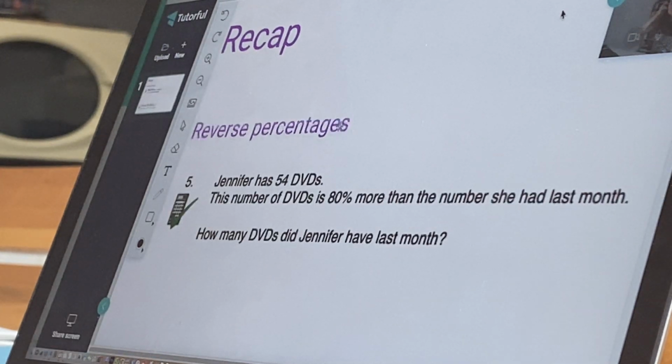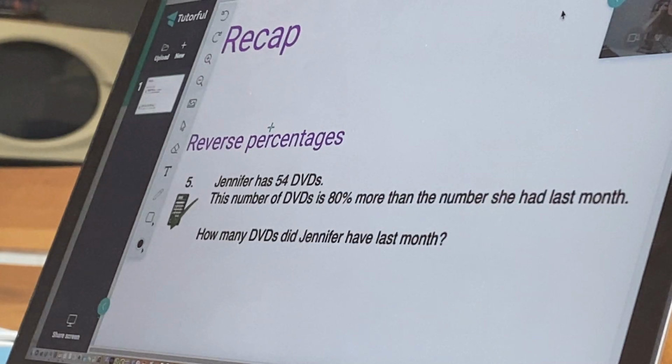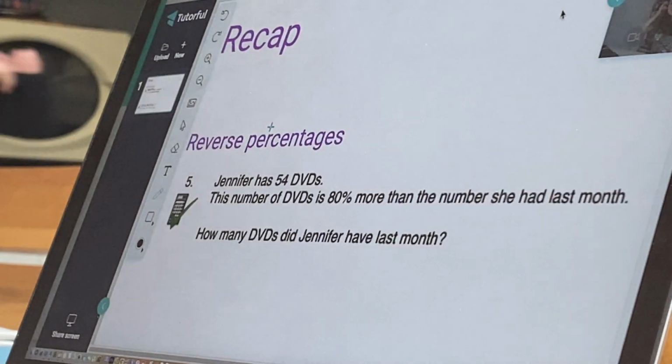Reverse percentages is when there's been some sort of increase or decrease by a percentage, and we now know the amount that there was afterwards, and we need to work out how much there was before.